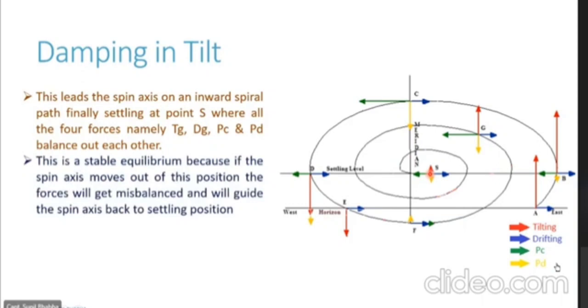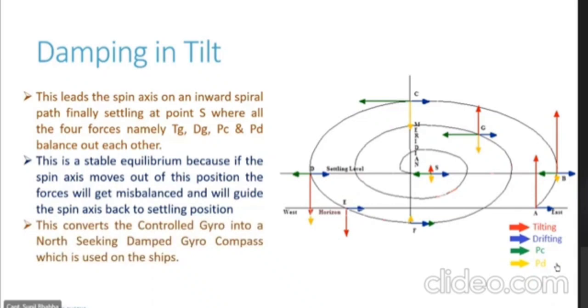This is a stable equilibrium. Because if you try to move the spin axis out of this position, the forces will get disbalanced and will guide the spin axis back to the settling position. Let's say, for example, the spin axis has settled here and you apply an additional force in this particular direction and take it somewhere here and leave it. Once you leave it here, the balance of all the four forces will get mismatched. It will start moving on a spiral path like this and eventually come back and settle at this particular location only. So wherever you take and leave the spin axis, it is going to move on a spiral path and then eventually come and settle down at this particular location only.